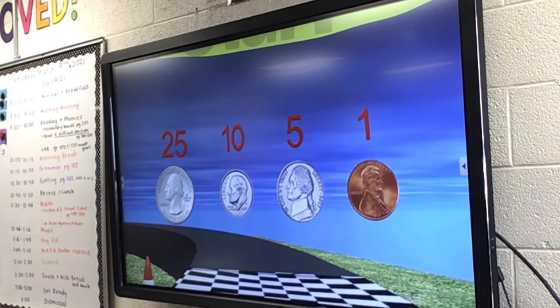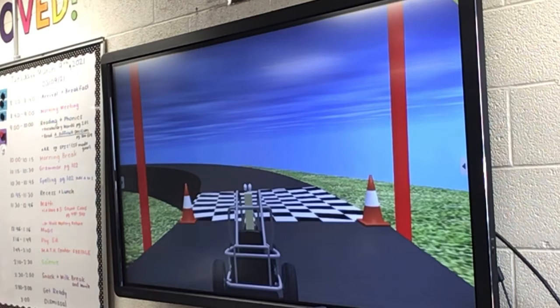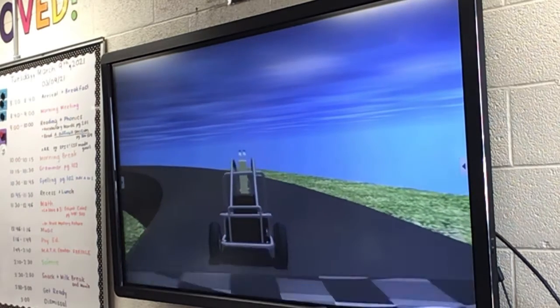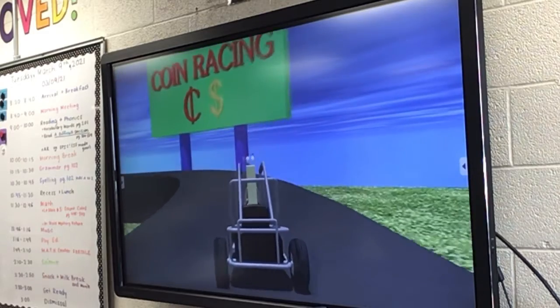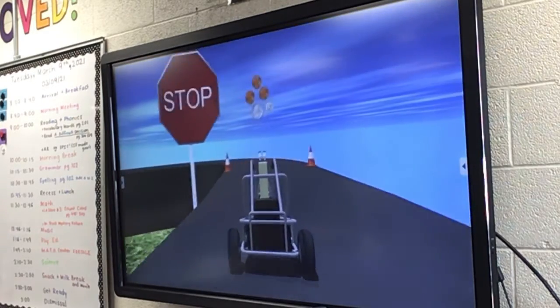We will need you to remember these values as we get to each checkpoint. Okay, let's get ready. On your mark. Get set, go!